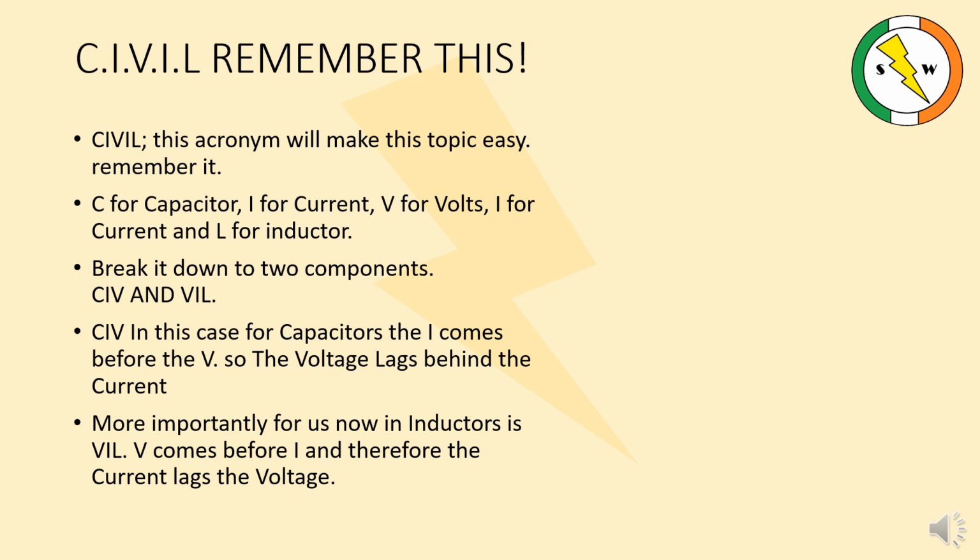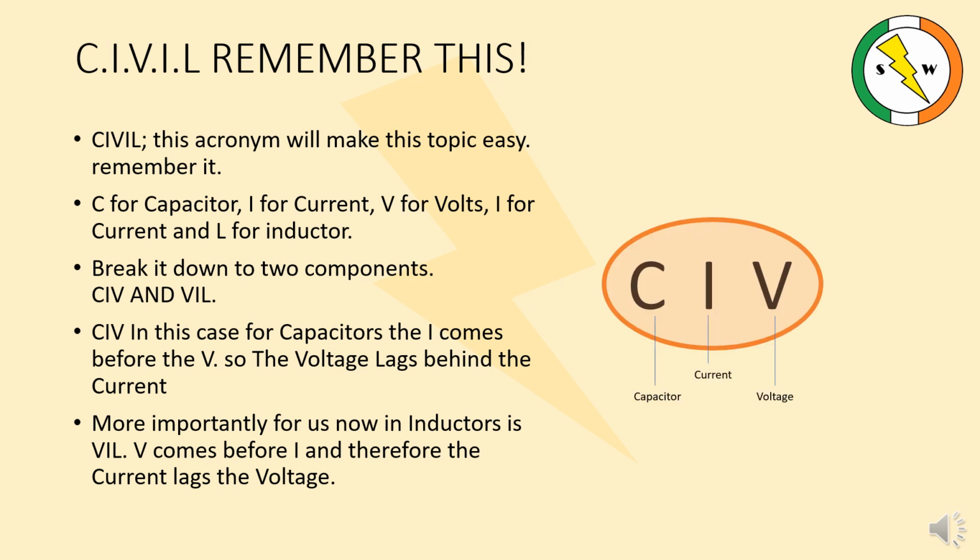A great help is the acronym CIVIL, or civil. This acronym will make this topic easy. Remember it. C for capacitor, I for current, V for volts, I for current, and L for inductor. Break it down to two components. CIV and VIL. CIV in this case for capacitors, the I comes before the V, so the voltage lags behind the current. More importantly for us now in inductors is VIL. The V comes before the I, and therefore the current lags behind the voltage.